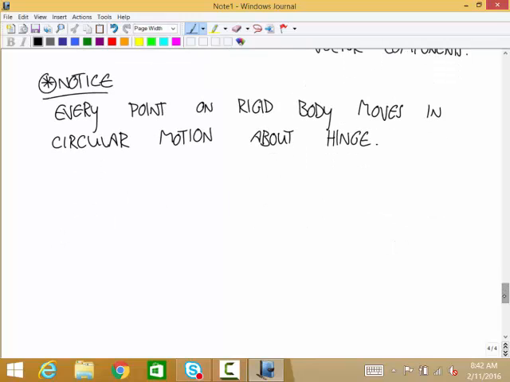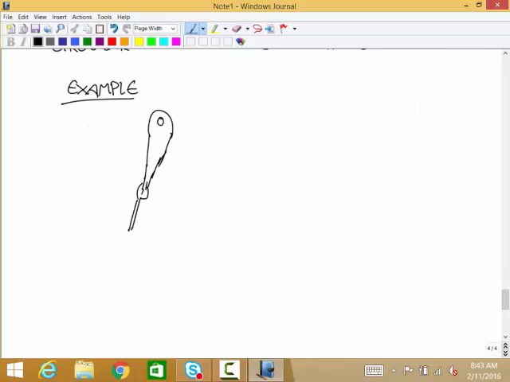So let me give you an example to work on. So let's say you can think of this as a real person golfing, or you can think of it as one of those golf club testing devices. But think of this as a rigid body that's made up of a swinging arm and a golf club.